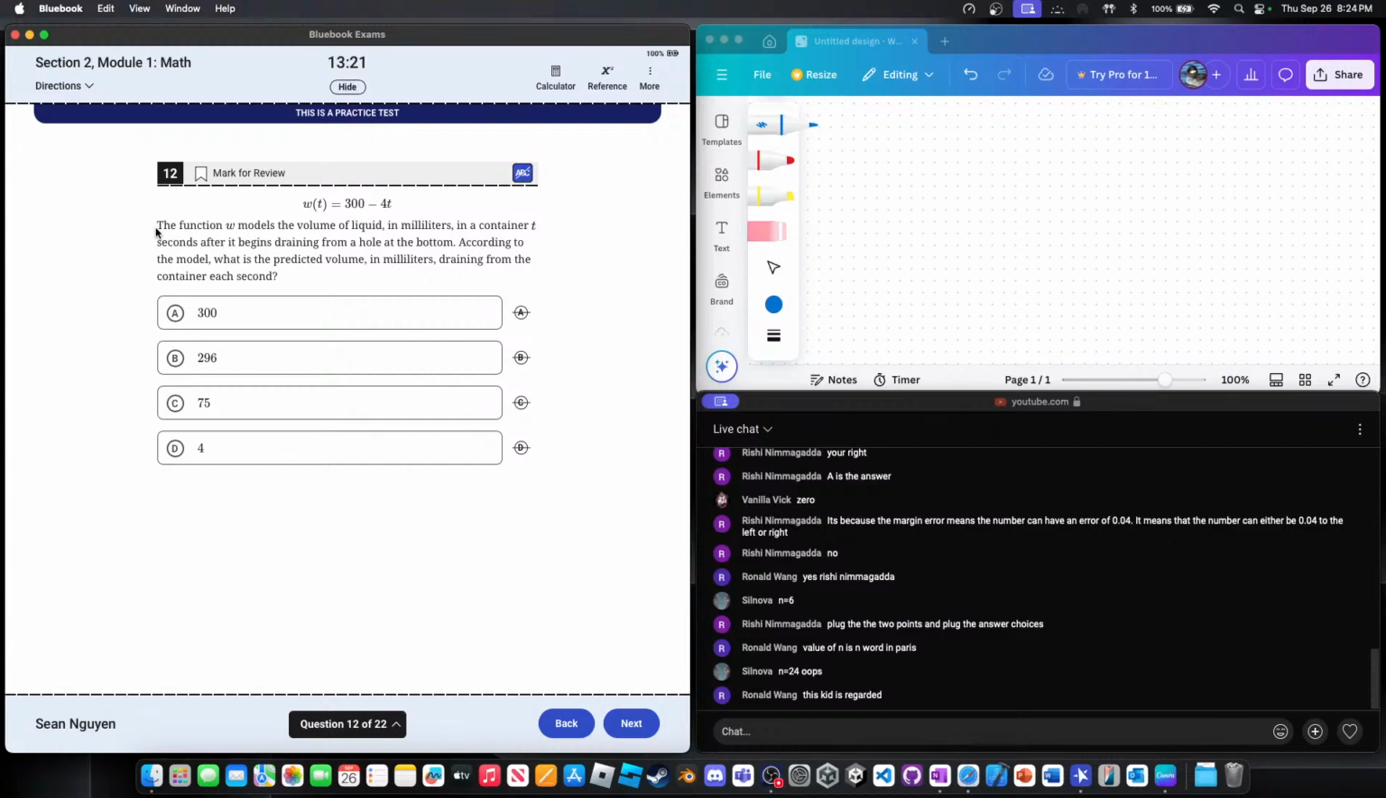Okay, so the function W models the volume of liquid. Okay, let's write out our equation first.